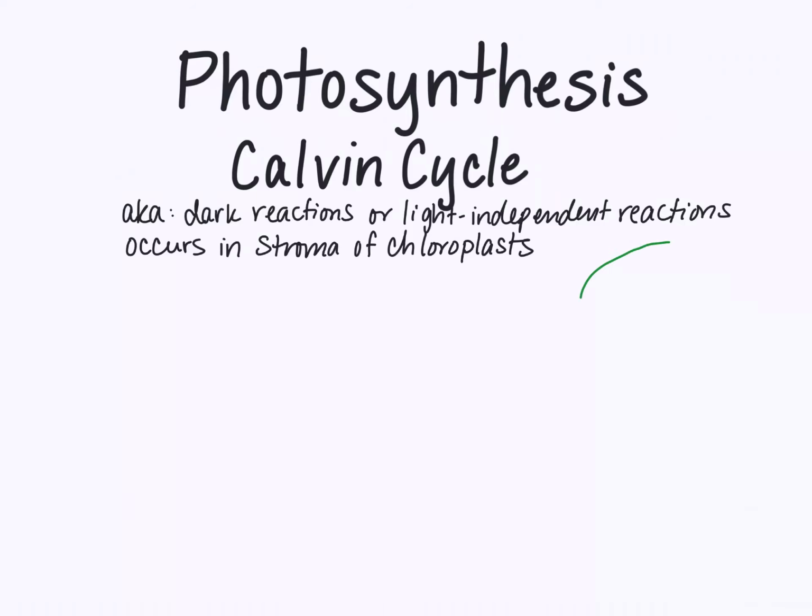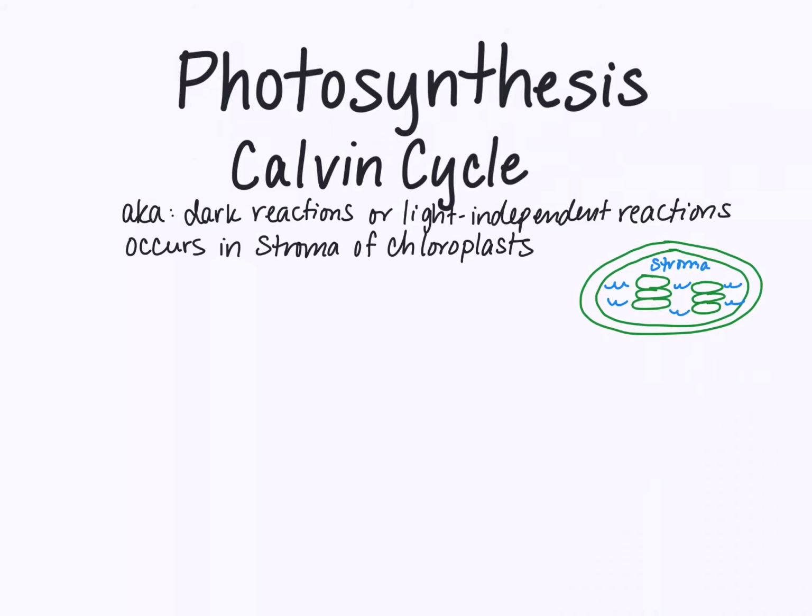So remember that a chloroplast is a double membrane bound organelle. And then inside we have these stacks called thylakoids. And remember, the thylakoids are where the light reactions take place. But inside the outer membranes, but outside the thylakoids, we have this fluid environment called the stroma. And the stroma is where the Calvin cycle reactions are occurring.